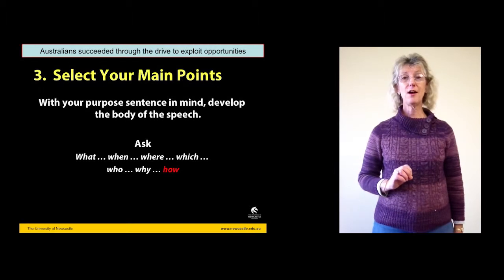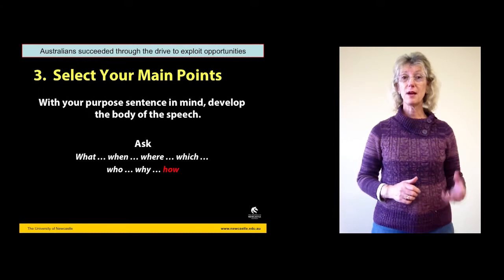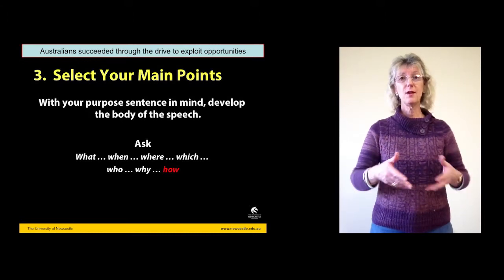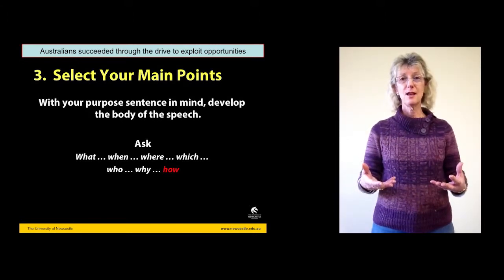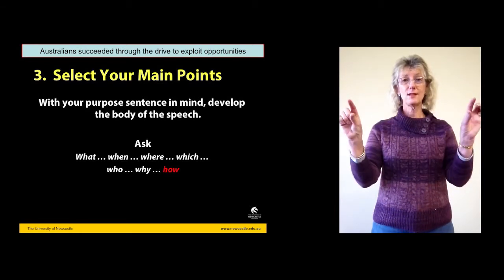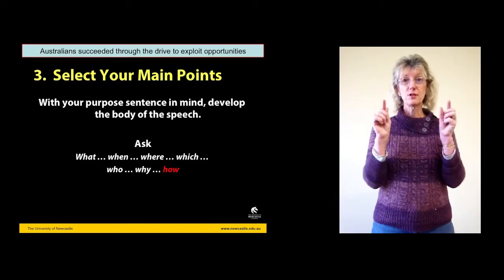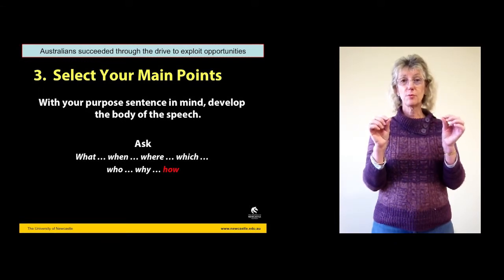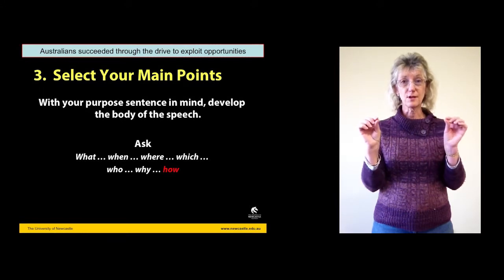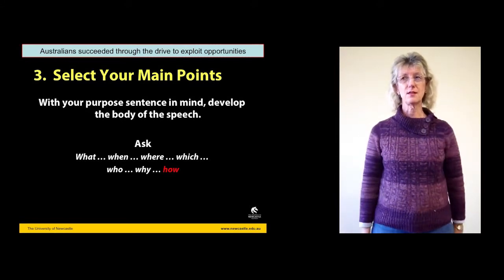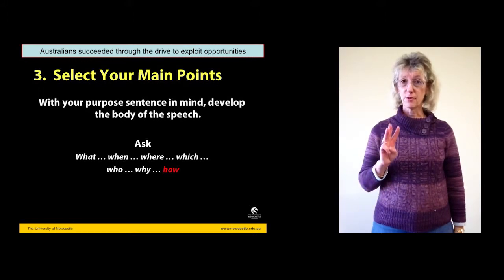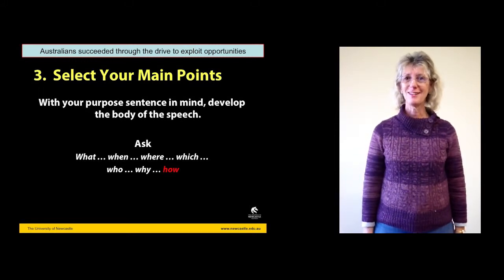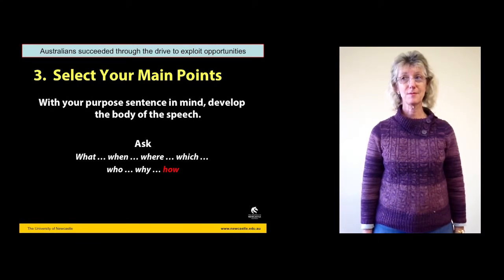Now, once you have identified your target audience and identified the main purpose of your speech with the verb and the whole sentence, the purpose sentence, keep that purpose sentence always in mind, reducing it to perhaps, in this case, Australians succeeded through the drive to exploit opportunities. We're going to think about that all the time. And thinking of that sentence, we then select 3 main points. And this is the power of 3, because everybody can remember 3 main points.